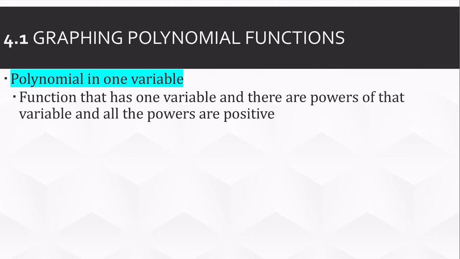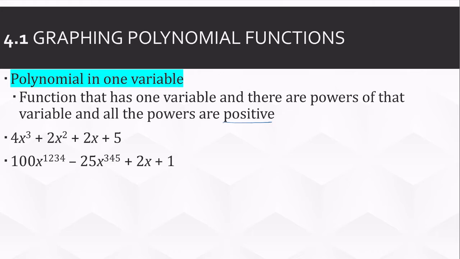A polynomial function in one variable is a function that has only one variable, so only x or only y. And there are powers of that variable, and all the powers are positive. So we have exponents, and all these exponents are positive. Such as this. This is an example of a polynomial. There's only one variable, x, and it does appear 3 times, but it's still just x. And it has exponents, but those exponents are positive.